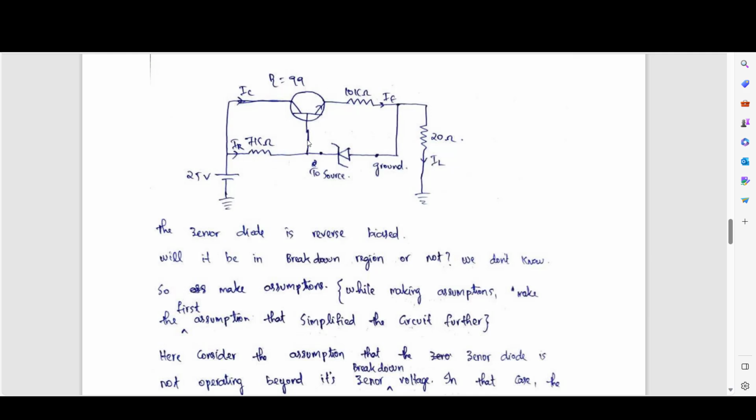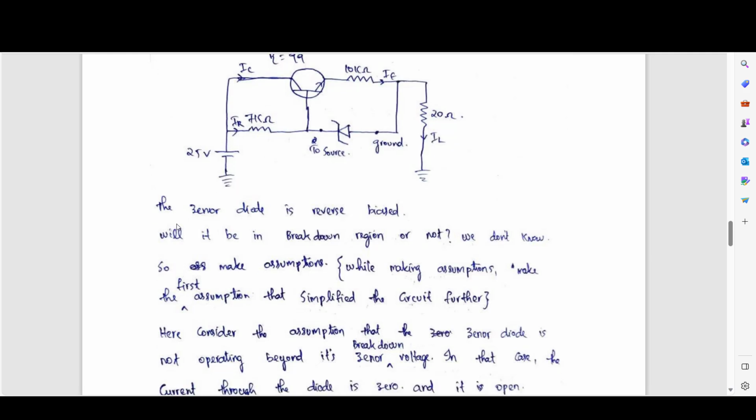If it is in active region, then only we can apply beta equal to 99. So now it is in active region. So we will see 25 volt is here. So this will be positive. This is connected to the ground, so this will be negative. So now this is reverse bias.